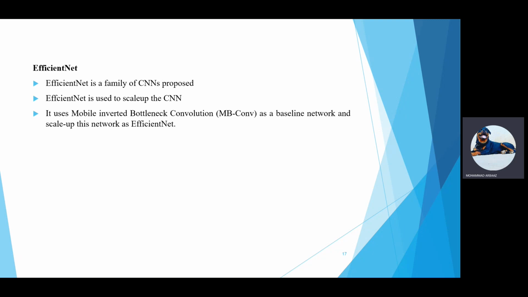Let us come to EfficientNet. EfficientNet is a family of CNNs proposed to scale up the CNN. It uses mobile inverted bottleneck convolution, that is MB convolution, as the baseline network and scales up this network as EfficientNet.